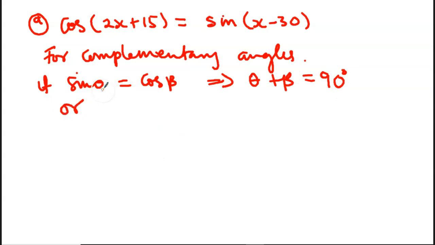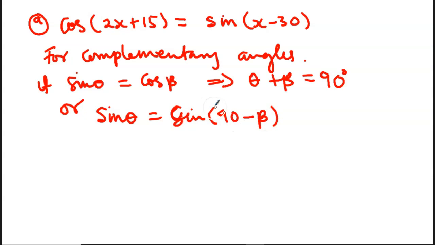Or you can change one so that the equation will have the same ratio. You say sin theta will be equal to, you can change this one to sin(90 - beta). Yes, you can change both to a sine, or you can change sine to cos so that they will both have cos. Okay, so let's start with the first method.